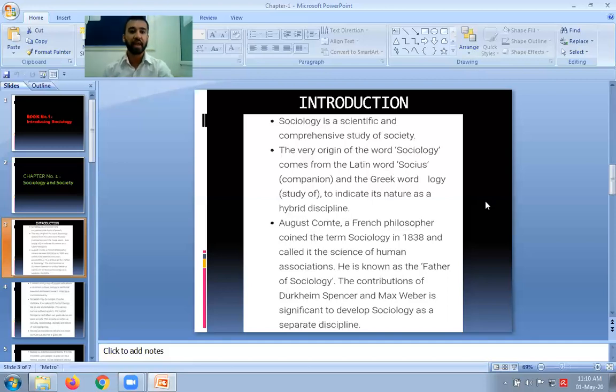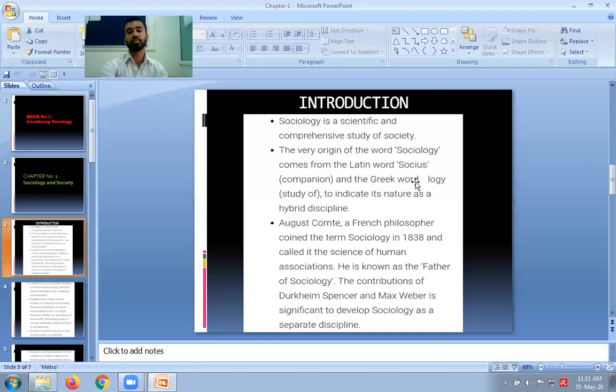Socius means companion, right? Now, what do you understand when I'm saying companion? Companion means there is an interrelationship in the society. There is interconnectedness among the different institutions, among the human beings, among the different organizations that are there in the society. There is a sense of companionship between all the individuals and between all the institutions. So there is a link, there is interconnectedness that exists in a society. That's what the word companion actually means here.